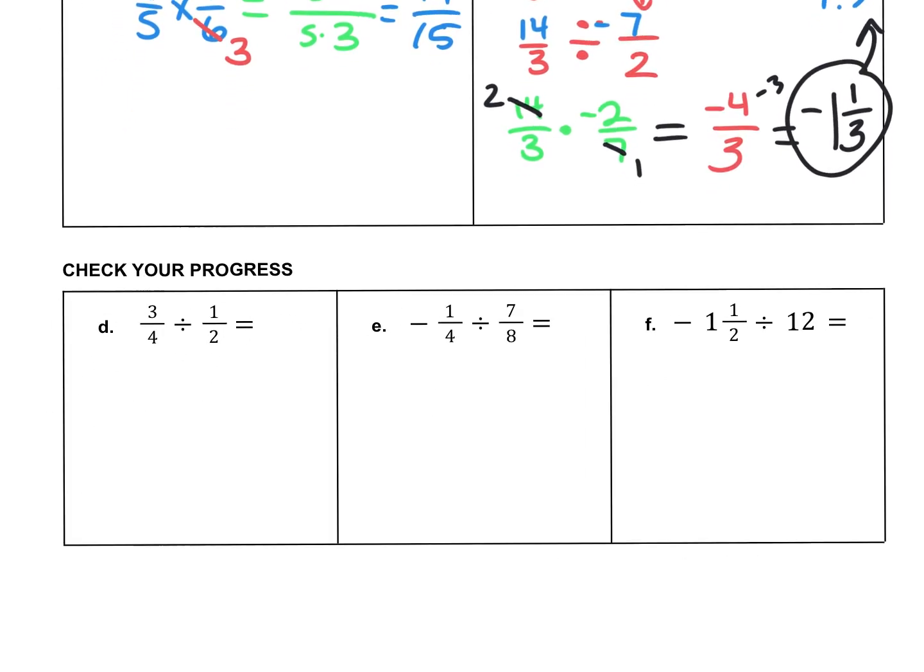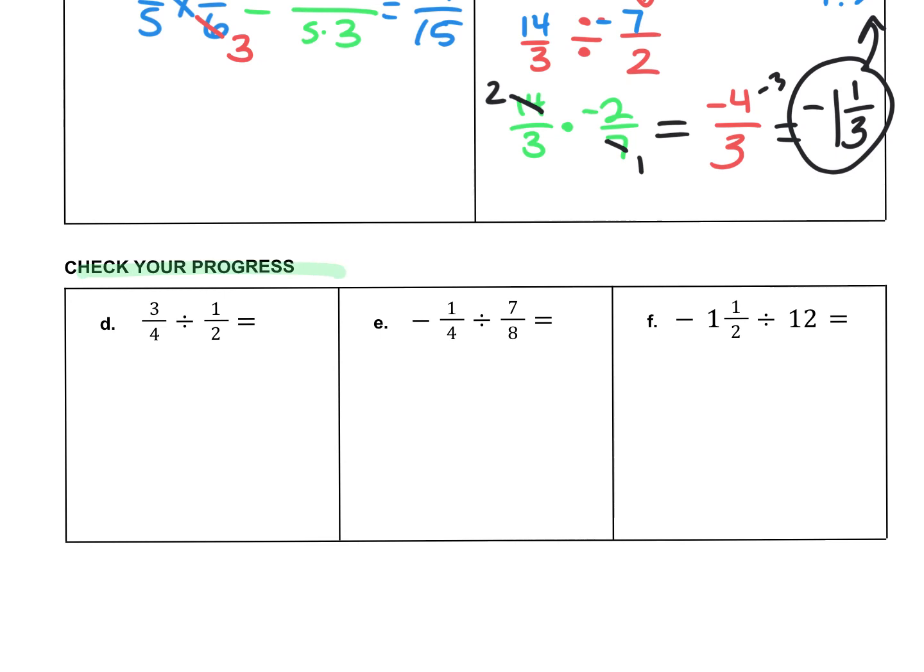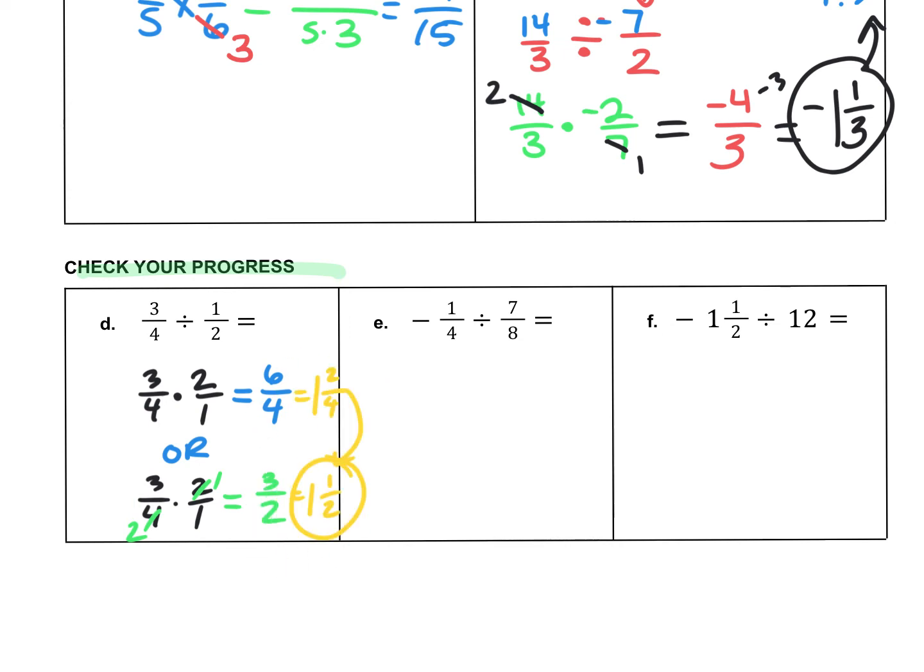So check your progress. Why don't you give these a try and then come back to check? I might not even finish them. I might just write the steps out so you can come back and check. Like press pause, play, pause, play. First step there, I did keep, change, flip. I multiplied by the reciprocal. Now I did both ways. I multiplied straight across on this one, and I cross-canceled, then multiplied across on the other. Either way, I need to simplify both of those. So then I simplify either way, and I have 1 and 1/2.